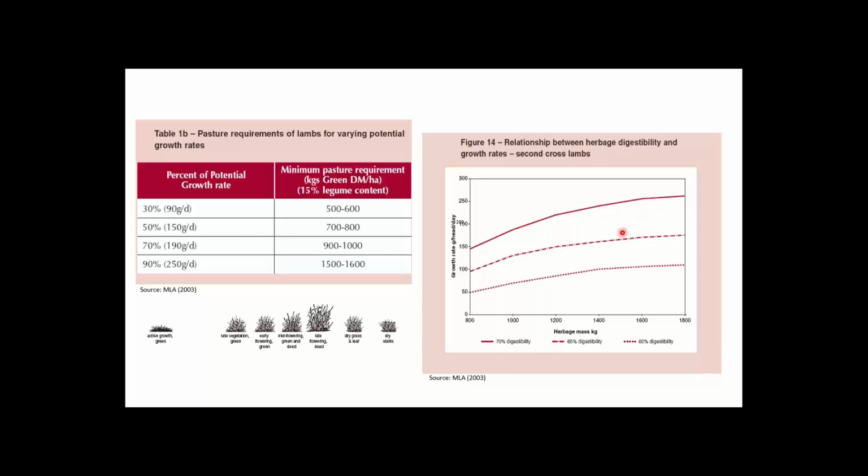Now, for every 5% that your digestibility drops, you're losing over 50 grams per day. And if you want to know when digestibility starts to drop, it's this early to mid flowering stage. So you need to do a feed test around that time.